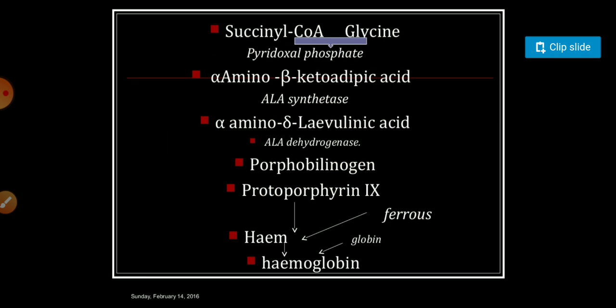This is the simple cycle of the hemoglobin: succinyl CoA and glycine combine and make alpha amino beta keto acid, and this will convert into alpha amino, and then porphobilinogen and protoporphyrin 9, then it converts into heme, and by combining with ferrous iron, it will give the hemoglobin. So this is all about the synthesis of the hemoglobin.